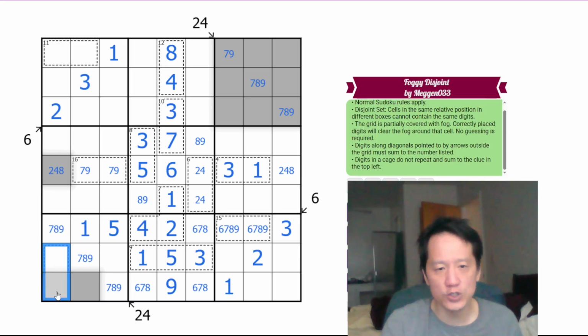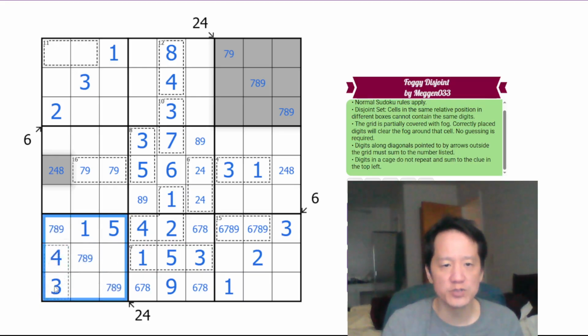This must be 2 digits adding up to 7 because we can't have 1, 2, and 4 anymore. So because of the 1 in the box, it cannot be 1, 6, cannot be 2, 5, it must be 3 and 4. And this can't be 3 because of that 3, so this is a 4, which makes that a 3.